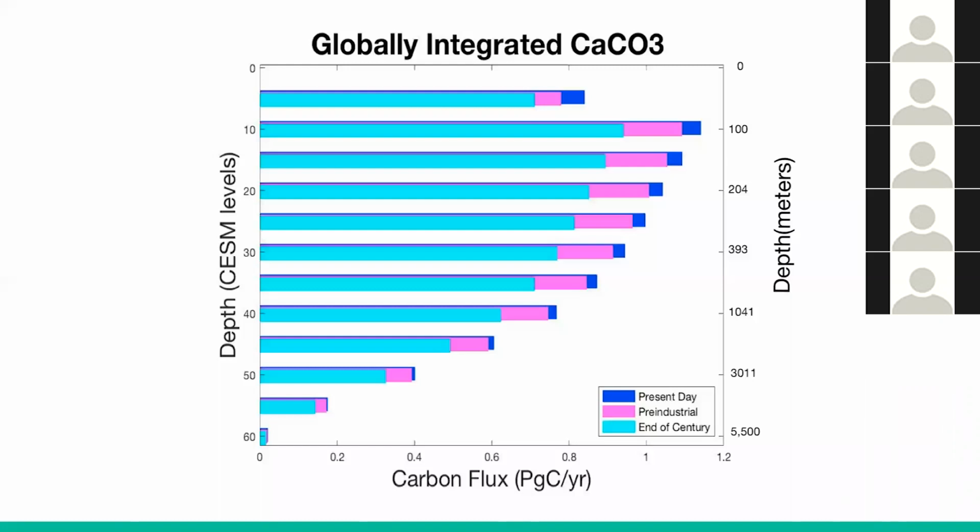And so from the pre-industrial to present day, we see a not very large, but slight increase in calcium carbonate being produced. And then what we see from 400 parts per million to 900 parts per million is a very large decrease in the amount of calcium carbonate produced. At this time, we believe that coccolithophores are not able to calcify because of ocean acidification.